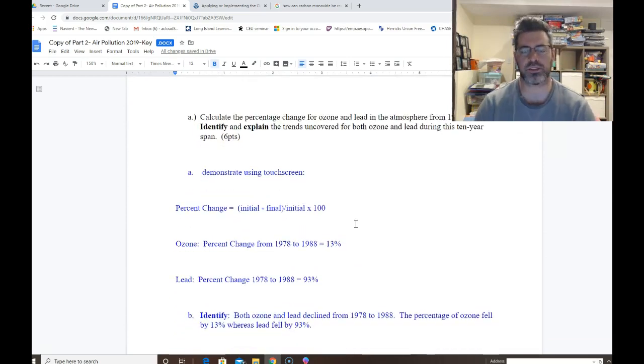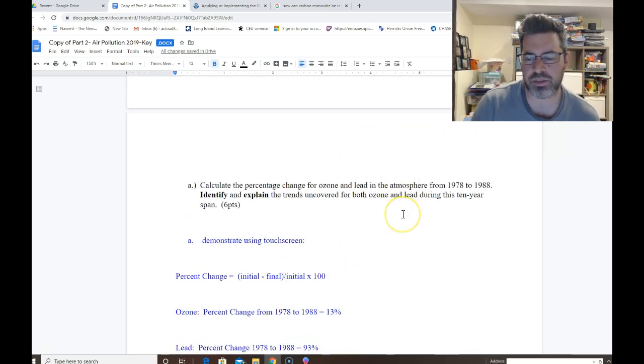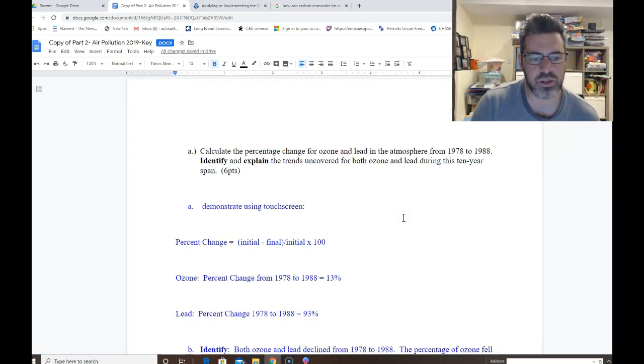The first question says, calculate the percentage change for ozone and lead in the atmosphere from 1978 to 1988. So we have a 10-year frame there. It says identify and explain. Those are the 2 main things there. Identify and explain the trends uncovered for both ozone and lead during this 10-year span. Well, first things first, let's break down how to calculate this.